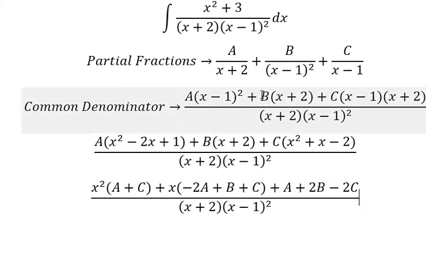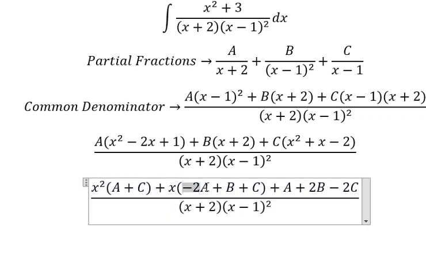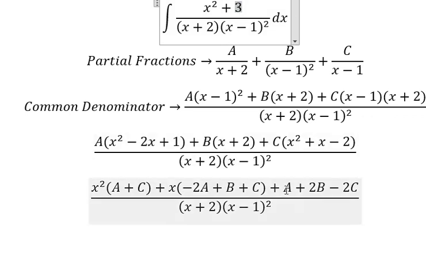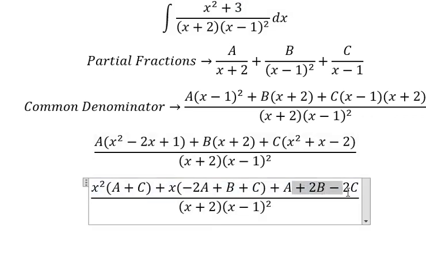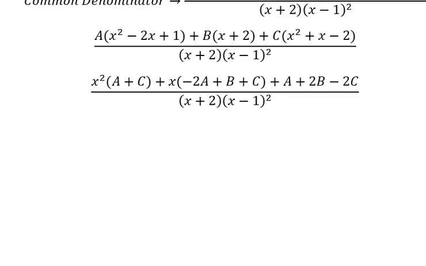Now we compare coefficients. We have s squared, that's number 1. So A plus C equals number 1. We don't have s in here, so that means this one should be equal to number 0. About this one we have number 3. So A plus 2B minus 2C equals number 3. So we create the system of equations.